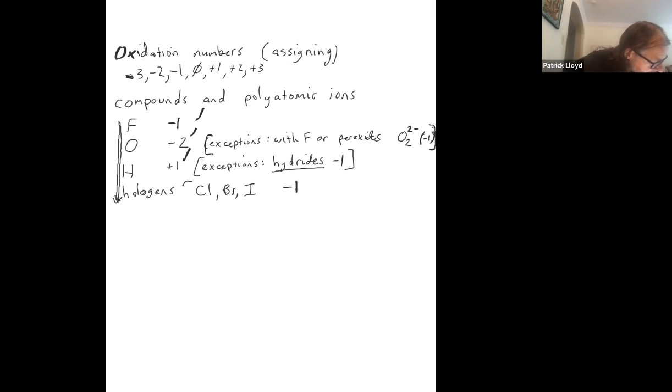The alkali metals, which are lithium, sodium, potassium, rubidium, and cesium, are +1. Notice very often the oxidation number is the same as the charge of these ions, right? For example, chlorine, the charge is -1. Well, it turns out the oxidation number is very often -1 as well. Same with the alkali metals. What about the alkaline earth metals?